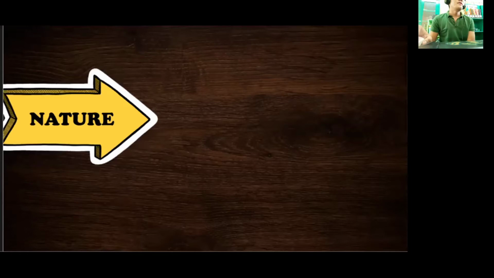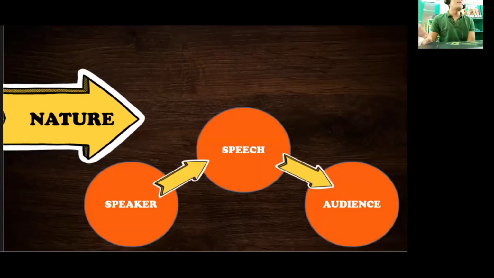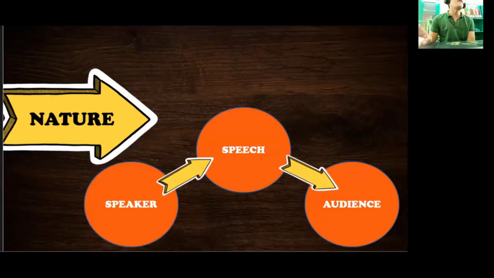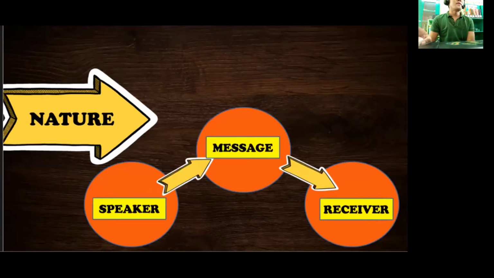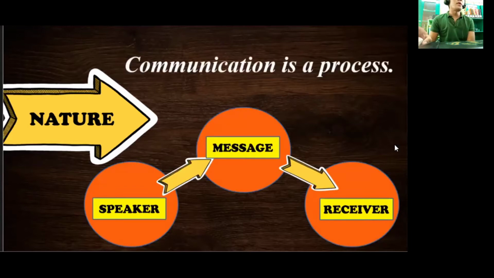As we move forward with our lesson, let us explore the nature of communication. This is the example of the first nature of communication. As you can see, this is how communication is basically done. It involves the three basic components for an effective flow of communication. We have here the speaker, the message, and the receiver. With these three, we can say that there is a process of communication, and that is the first nature of communication.